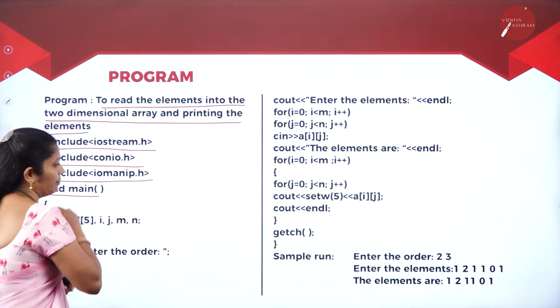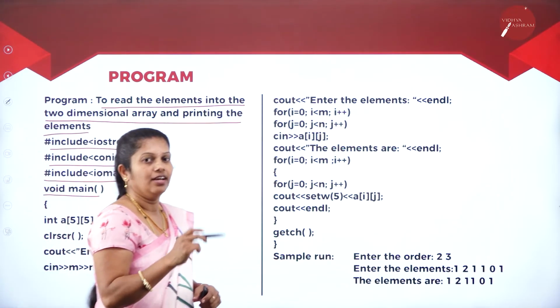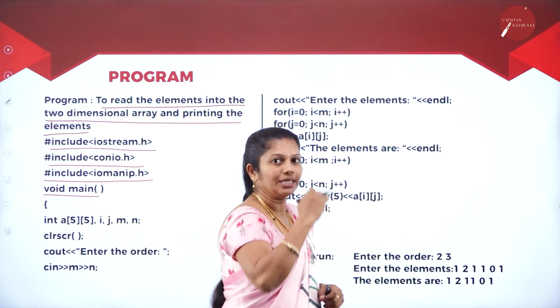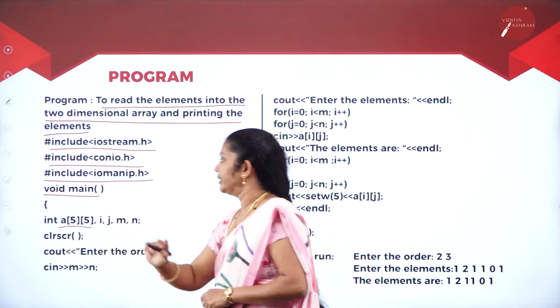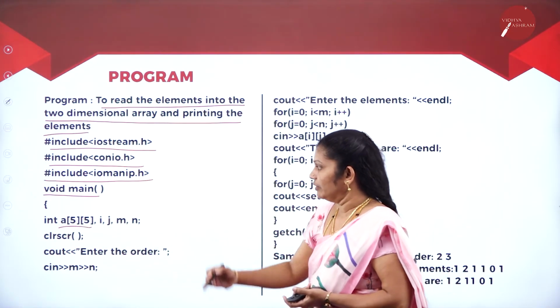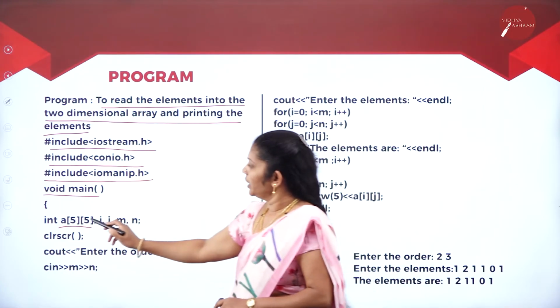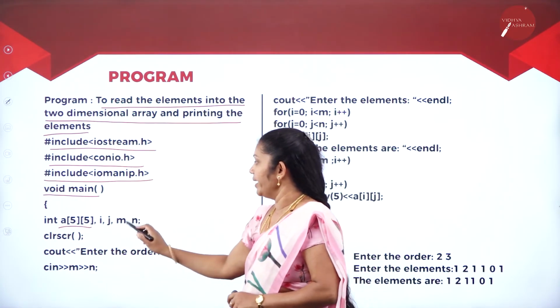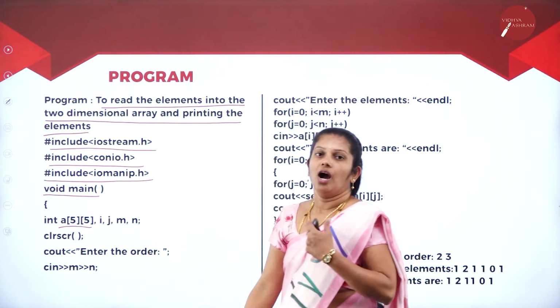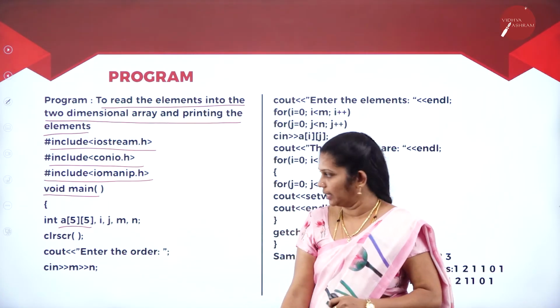And we are starting with the main program, void main. From that, we come to know that this is the starting of the program. Here, we have to declare the variables. We declare int a[5][5], then i, j, m and n. m is how many rows there are, and n is how many columns there are.